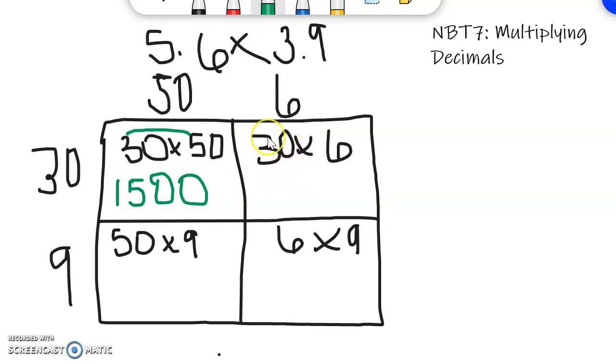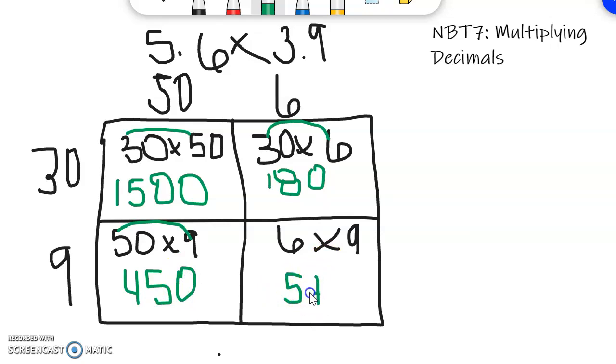I'm going to do the same thing with 30 times 6. 3 times 6 is 18. And then I see I have 1 zero, so I'm going to add it behind the product of the whole numbers. 5 times 9 is 45. And I have 1 zero, so I'm going to add it behind the 45. And then 6 times 9 is 54.